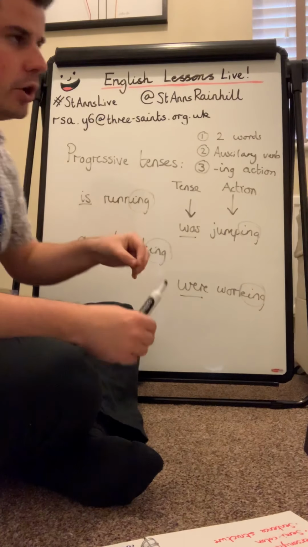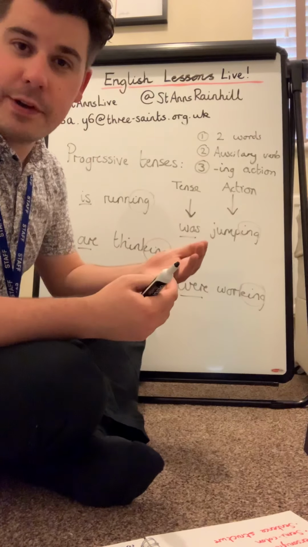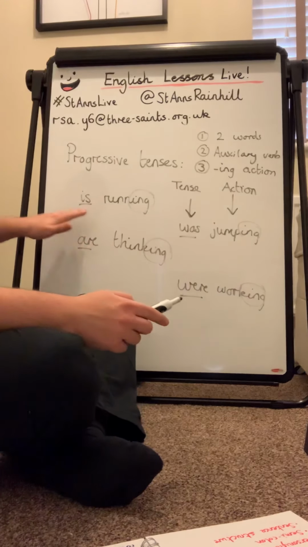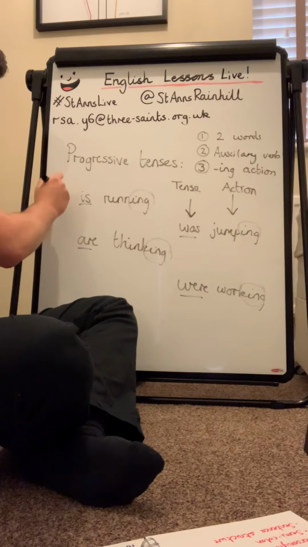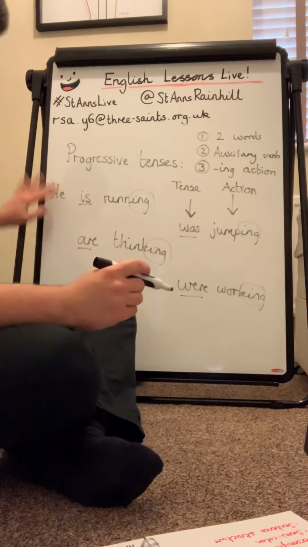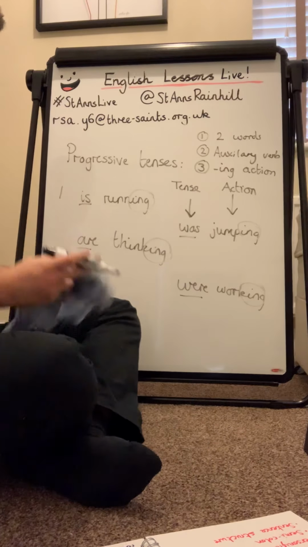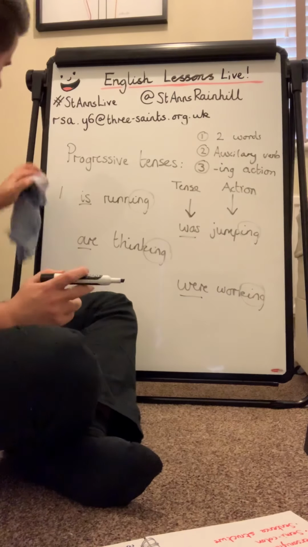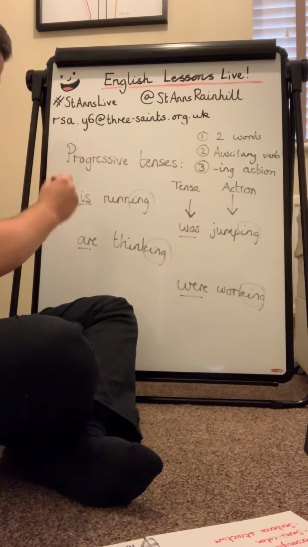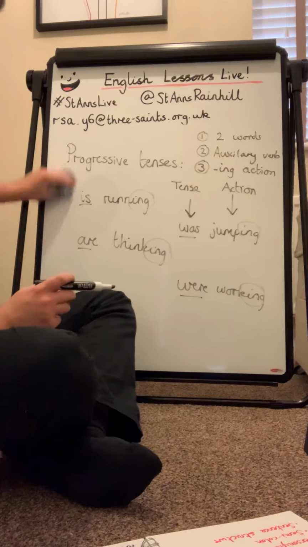Now, depending on who's doing it, if it's more than one person, if it's singular or plural, or if it's third or first person, it'll depend on which auxiliary verb we use. For example, this one, is running. It could be he is running or she is running. It's singular, but it can't be first person singular, can it? It can't be I is running. That wouldn't work. And it also can't be plural. It can't be like they is running. It wouldn't work. So you have to have the auxiliary verb that matches who's doing it.